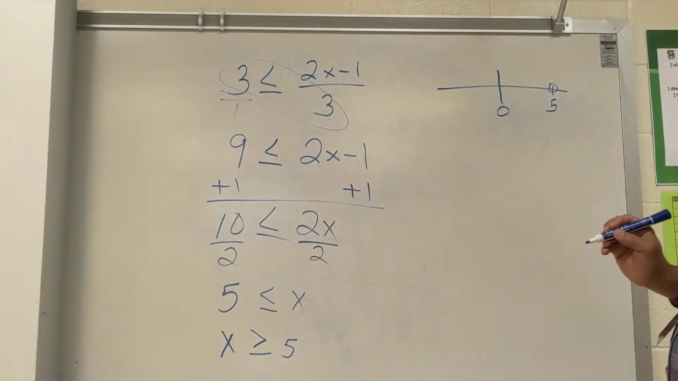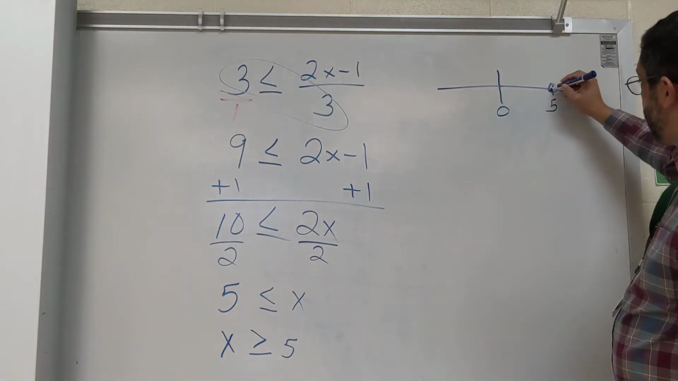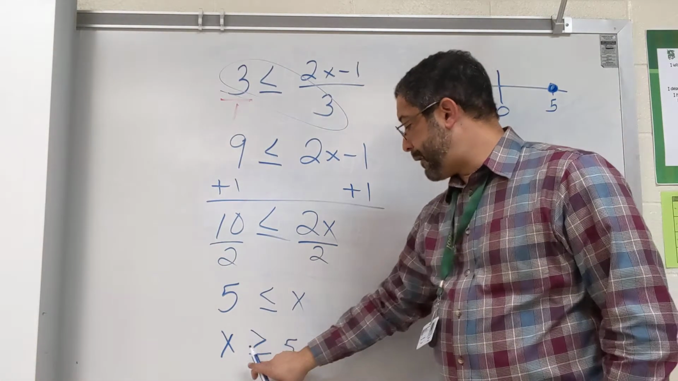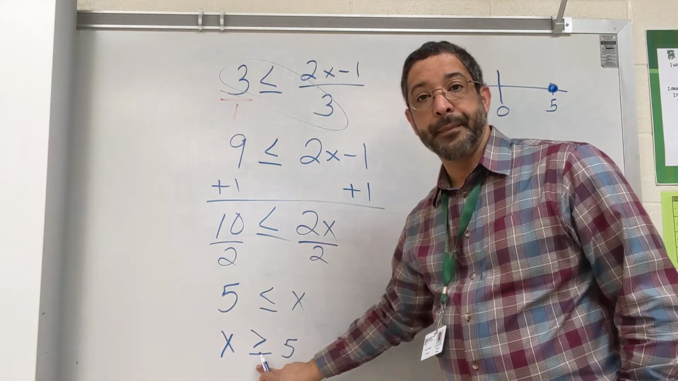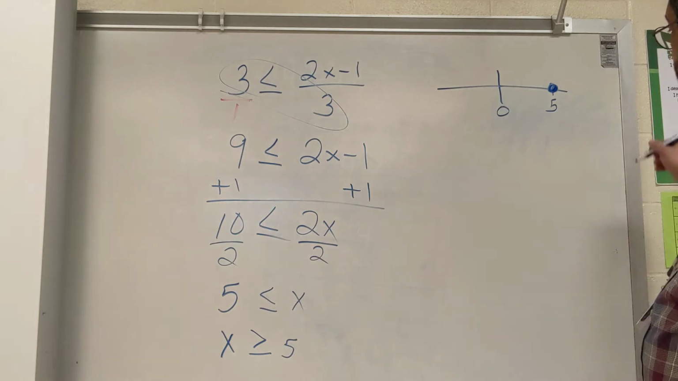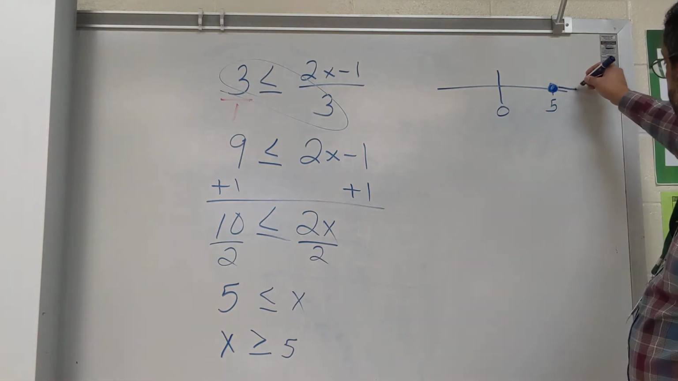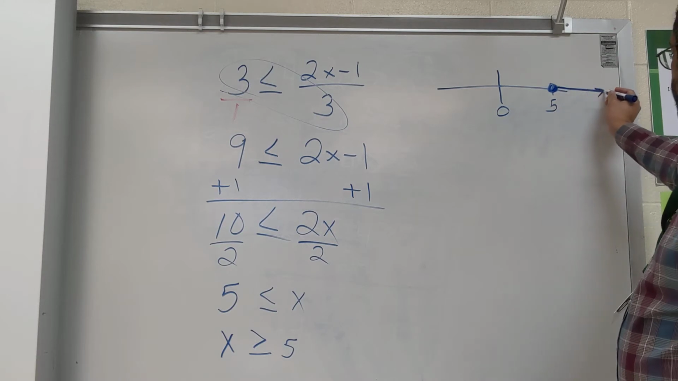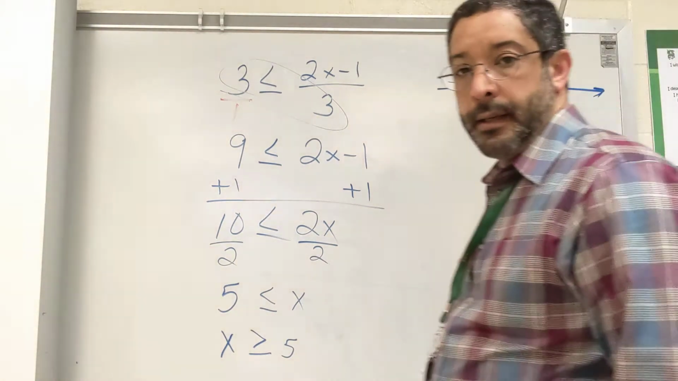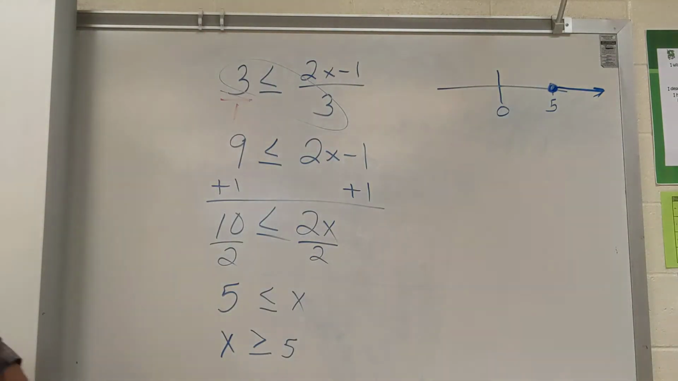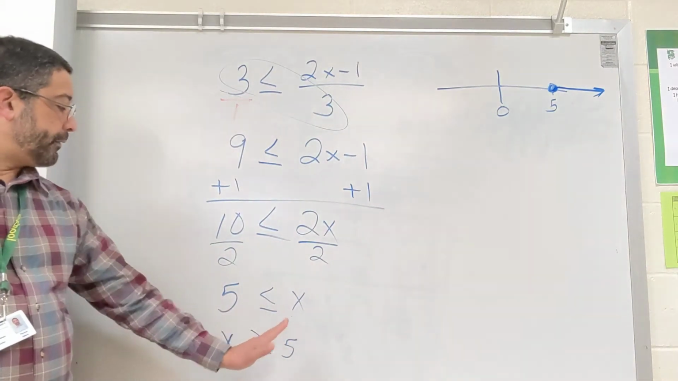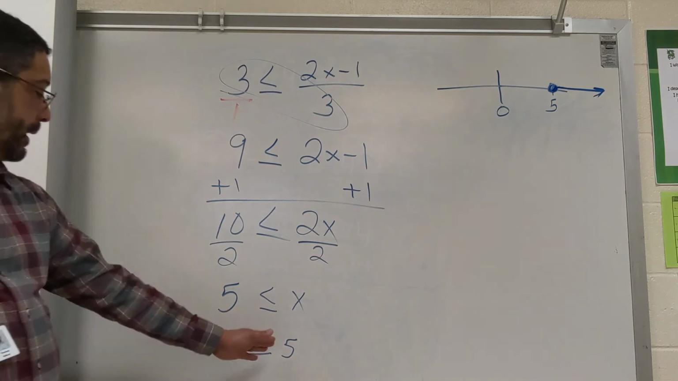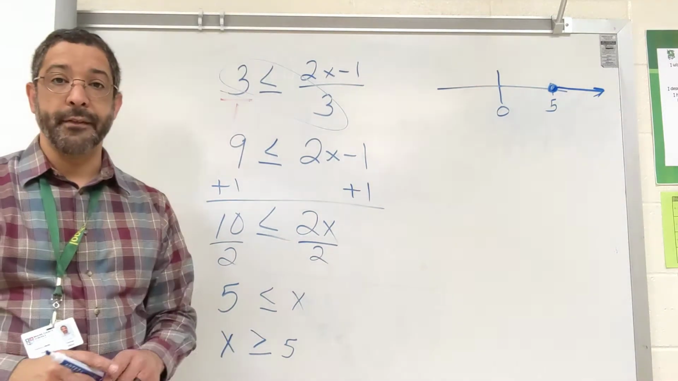Okay? So this time I'm going to make a closed circle because it's greater than or equal to 5, and 5 would be part of my solution set. So I'm going to shade everything to the right, okay? Hopefully I didn't confuse you there, but it's the same thing. 5 less than or equal to x, okay, means x is greater than or equal to 5.